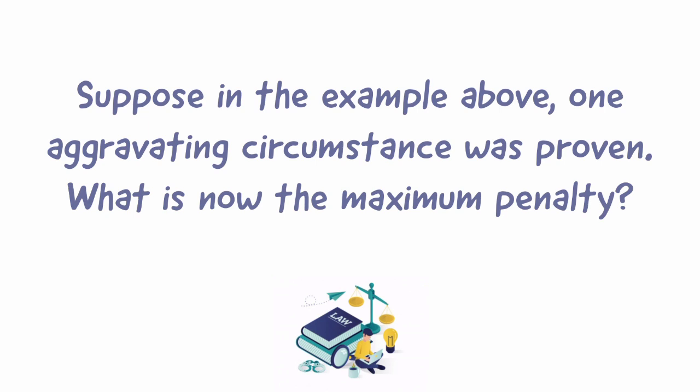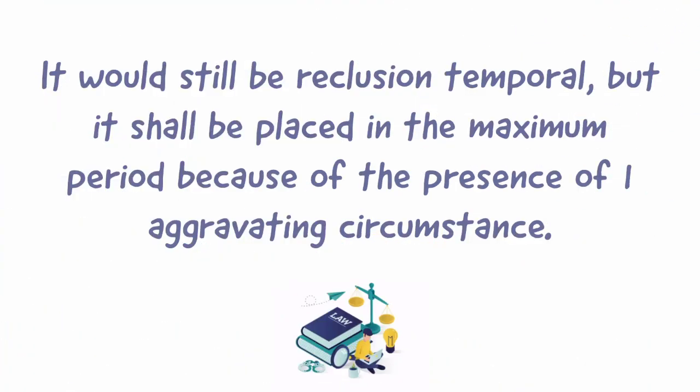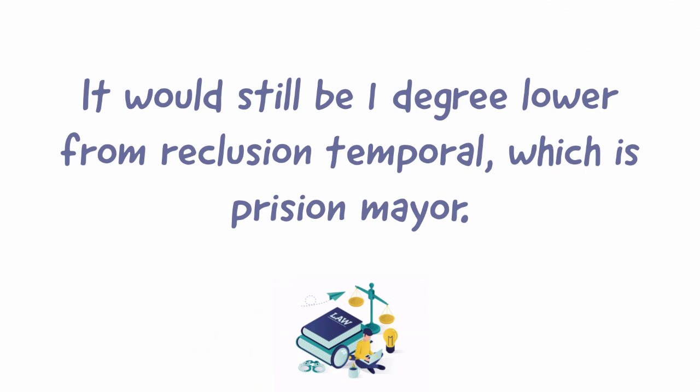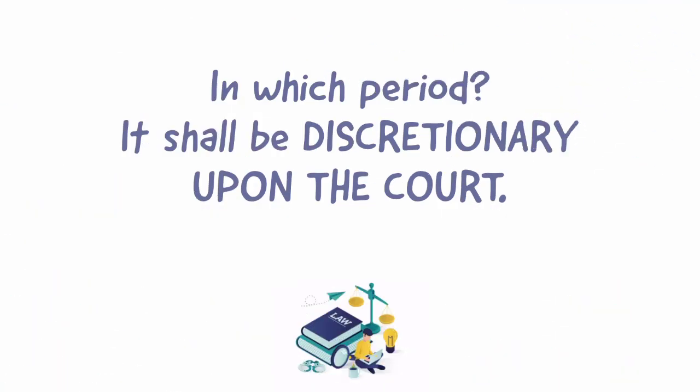Suppose in the example above, one aggravating circumstance was proven. What is now the maximum penalty? It would still be reclusion temporal, but it shall be placed in the maximum period because of the presence of one aggravating circumstance. How about the minimum penalty? It would still be 1 degree lower from reclusion temporal, which is prison mayor. In which period? It shall be discretionary upon the court.